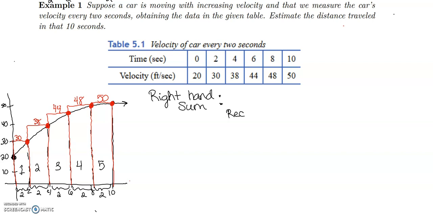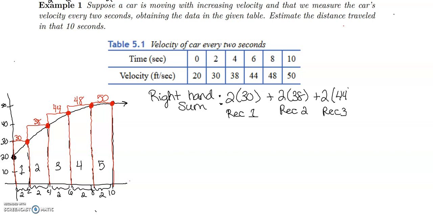Rectangle 1 has a width of 2 and a height of 30. Rectangle 2 has a width of 2 and a height of 38. Rectangle 3, width of 2, height of 44. Rectangle 4, width of 2, height of 48, and then rectangle 5, width of 2, height of 50. So we have all the areas of all of those rectangles.